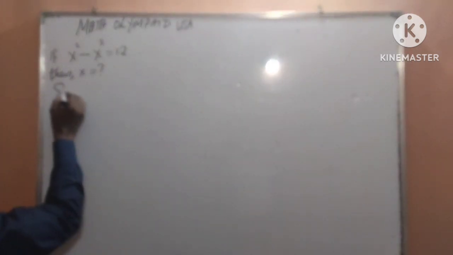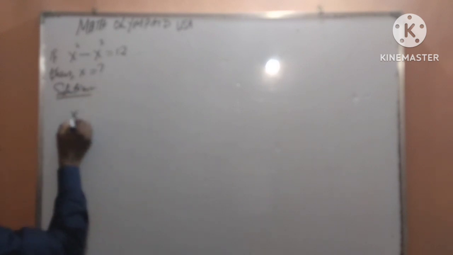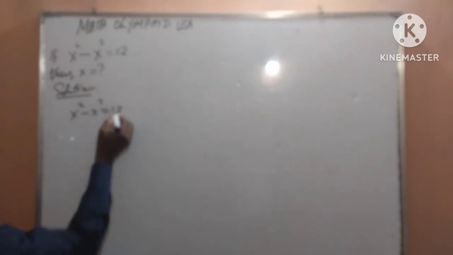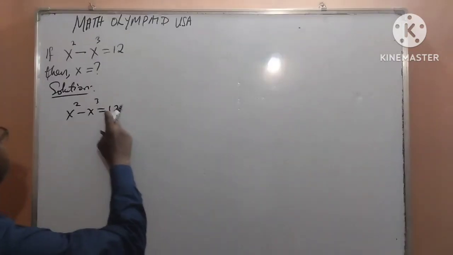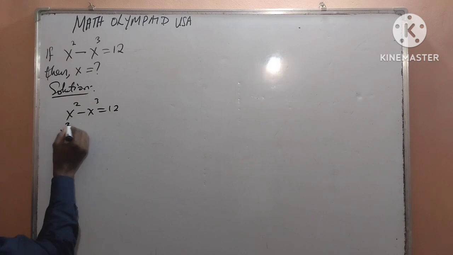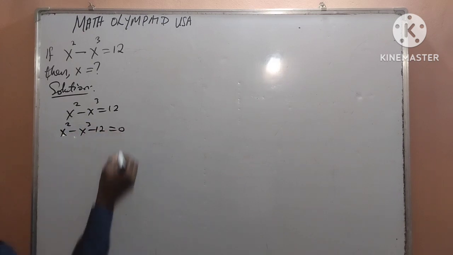By solution to the question, we solve it. It is given to us that x raised to the power 2 minus x to the power of 3 is equal to 12. Alright, looking at this, I want to move 12 to the left hand side, and that will give me x to the power of 2 minus x to the power of 3 minus 12 is equal to 0.